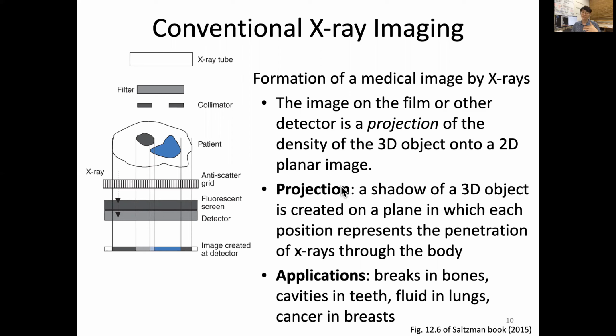And the projection is a shadow of a 3D object. It's created on a plane in which each position represents the penetration of X-ray through the body, the full penetration. And this simple two-dimensional projection has been very useful. The applications include breaks in bones, cavities in teeth, fluid in lungs, and even cancer in the breast.